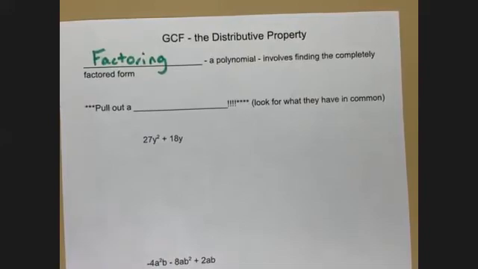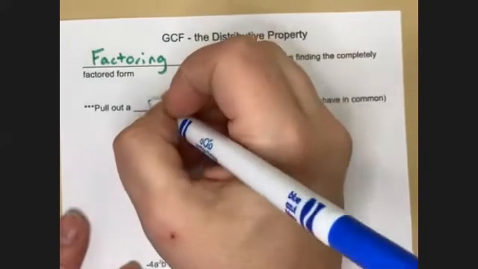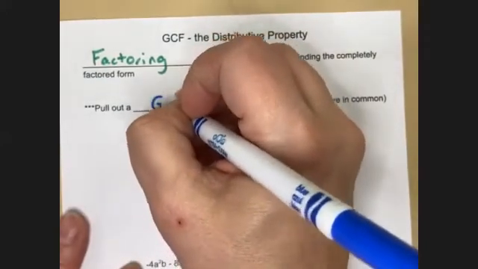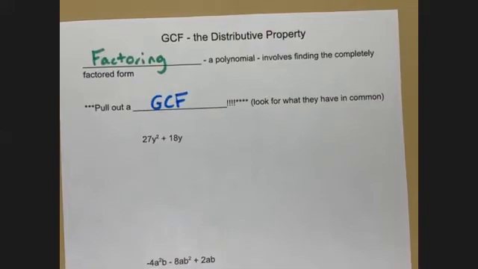Factoring a polynomial in particular involves finding the completely factored out form of the polynomial. So everything that would be multiplied together in order to get that as an answer. And what we're going to be doing is we're going to pull out a GCF. I know you did this a long time ago, and you're like, oh, why are we having to do that again? It's one of those things that you absolutely need to know. So that's what we're doing, pulling out a GCF. So let's take a look at one of these.